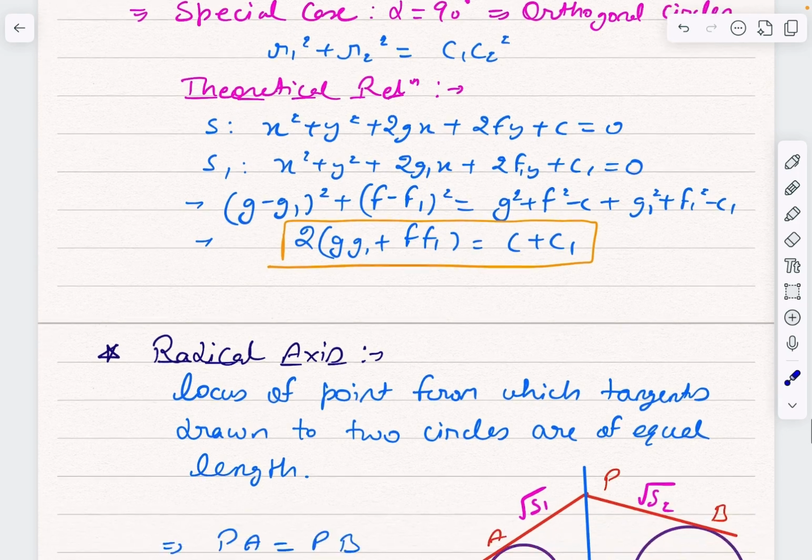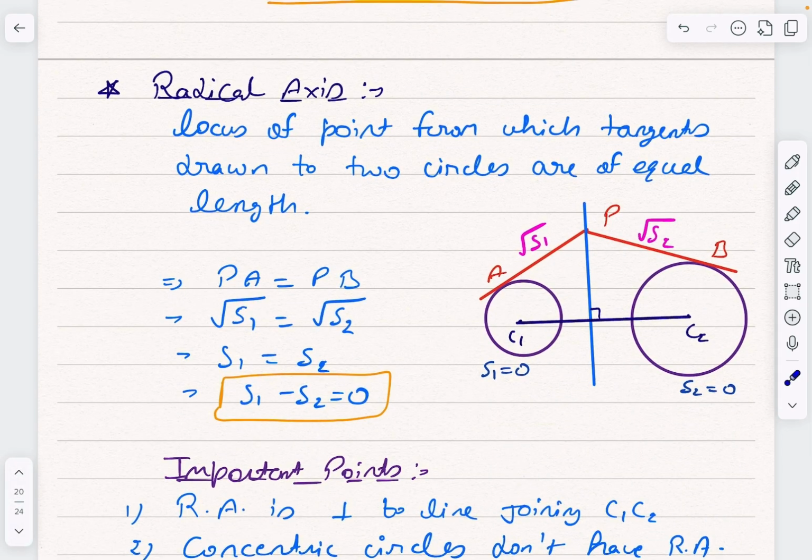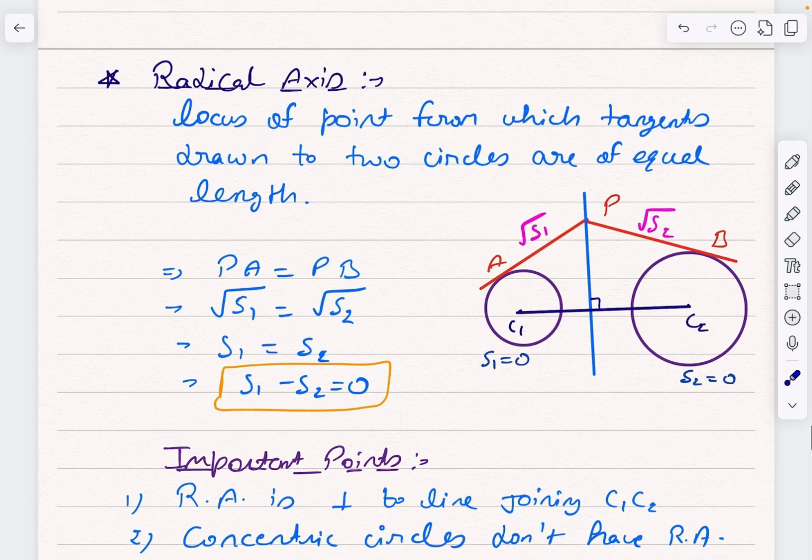Okay, I hope it is clear, guys. Next, radical axis. Now, this concept is as such not in the syllabus, but it is helpful to solve many problems. So we'll discuss this also in detail.